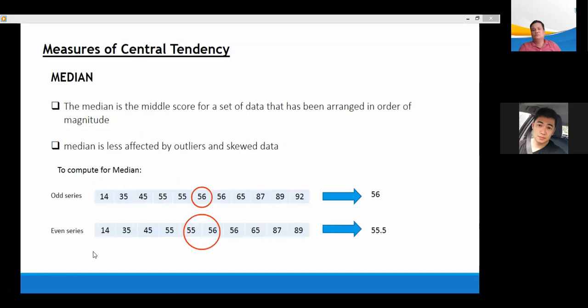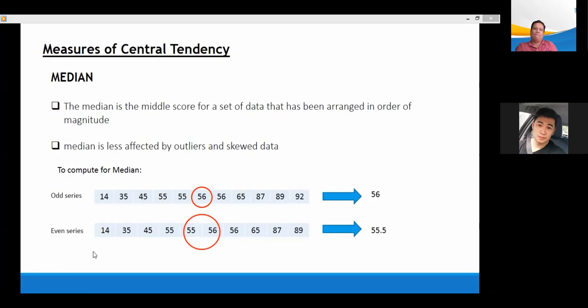Median. The median is the middle score for a set of data that has been arranged in order of magnitude. The median is less affected by outliers and skewed data. To compute for the median, let us assume a set of numbers arranged in order of magnitude. In example 1, our median mark is the middle mark, in this case, 56. It is the middle mark because there are 5 scores before it and 5 scores after it.